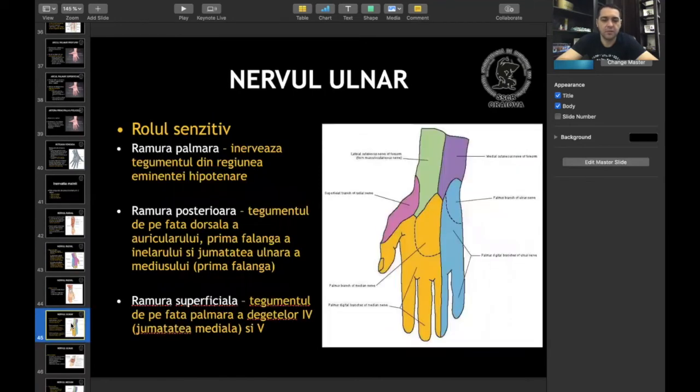And it is very important to know these areas to define during the examination if there is a normal sensitivity or a low sensitivity or there is no sensitivity.